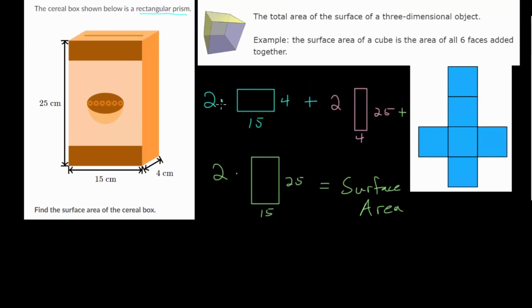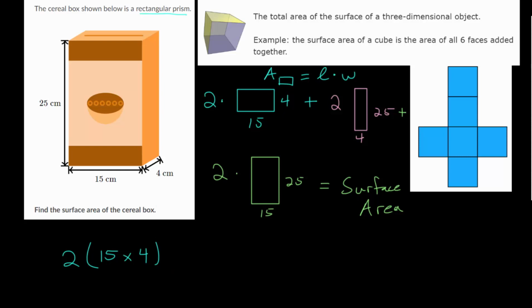So let's start with this blue rectangle. This is the rectangle on the bottom. And again, there's one on the bottom and one on the top. So we're going to add those two together. But we just need to find the area of one of them and then we can double it. So we have twice this 15 by 4 rectangle. And again, to find the area of this, we're just going to multiply the two lengths together, since the area of any rectangle is just the length times the width.